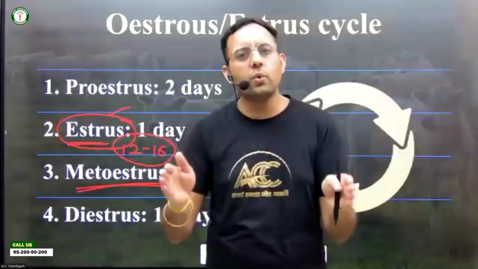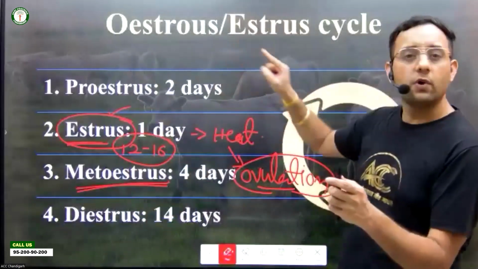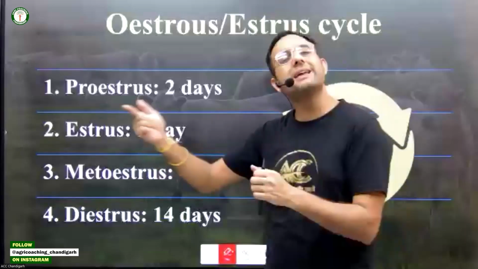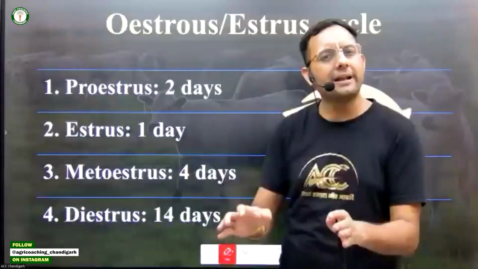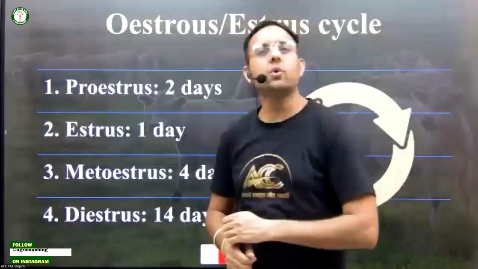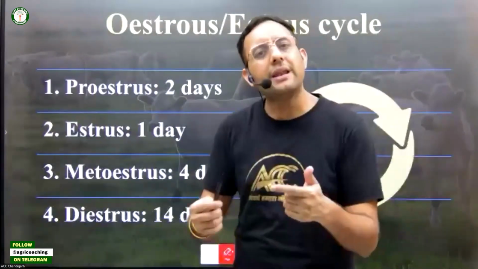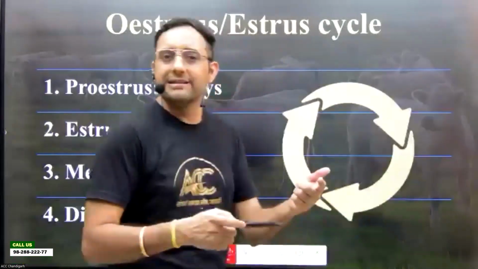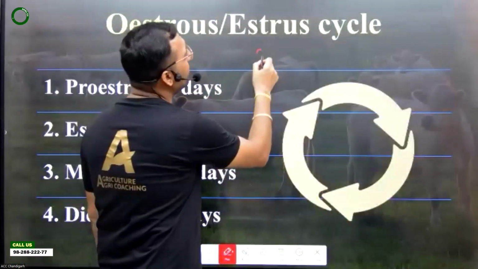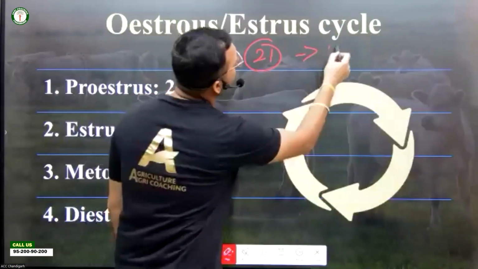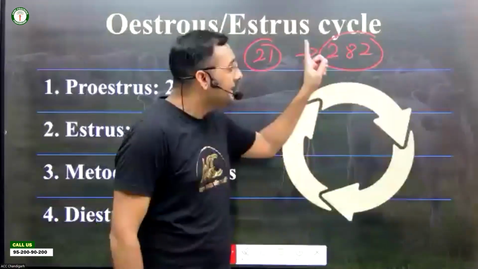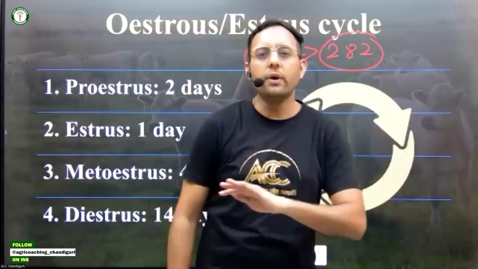The pregnancy period is 282 days, but this cycle is 21 days. So once the cow comes in heat and you proceed with the mating, now your cow is pregnant for the next 282 days. So will the cow come in heat in these 282 days? Of course not. Because the cycle says the cow should come in heat after 21 days, but now the cow is in the pregnancy period for 282 days. Within these 282 days, the cow will not come in heat.